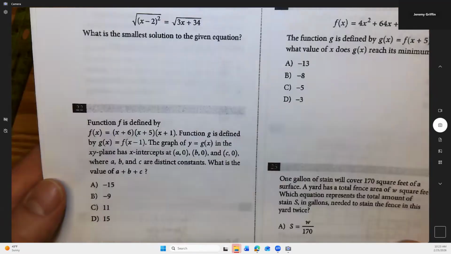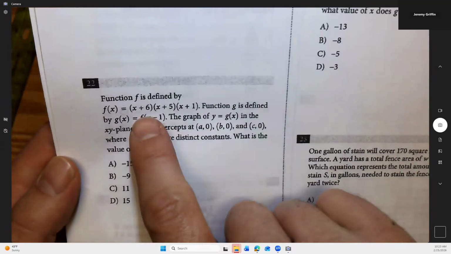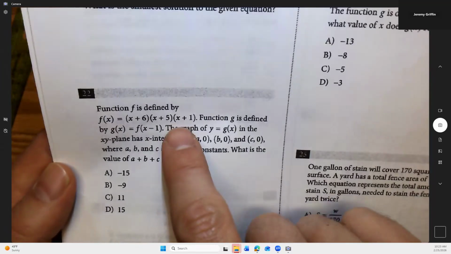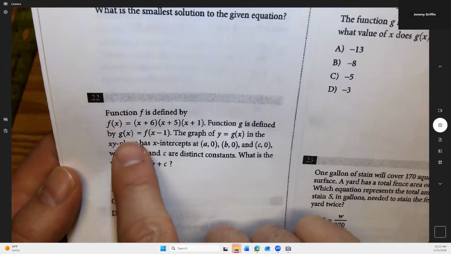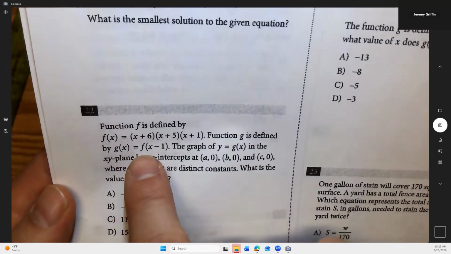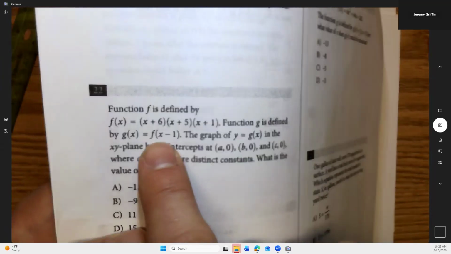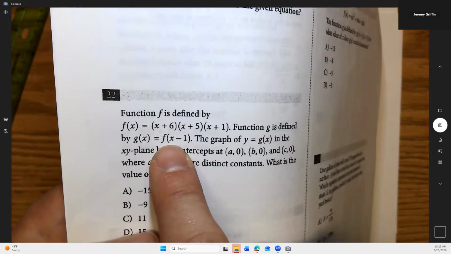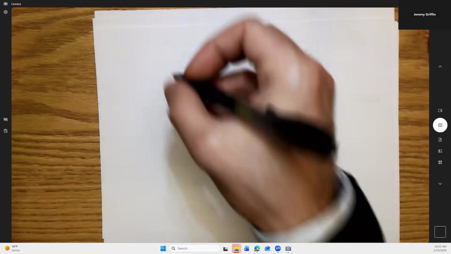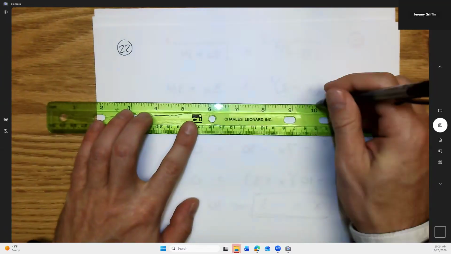All right, 22. Function f is defined by x plus 6, x plus 5, x plus 1. We saw a similar one earlier today. Function g is defined by g of x is f of x minus 1. So guys, g of x is actually f of x shifted which way, how much? One to the right. Yeah, one to the right. Okay, let's draw this out a bit here. Forget where the rest of this question is going, but at least we can get an idea.